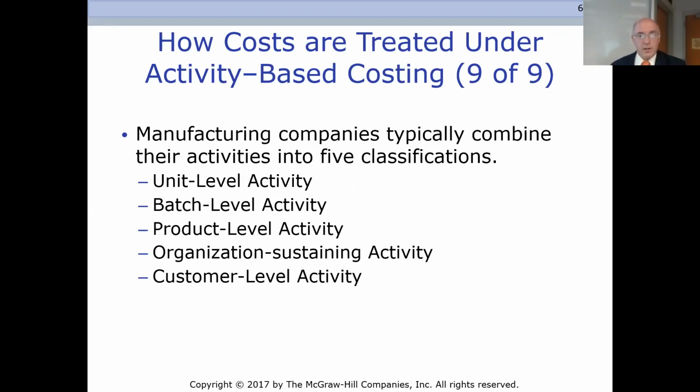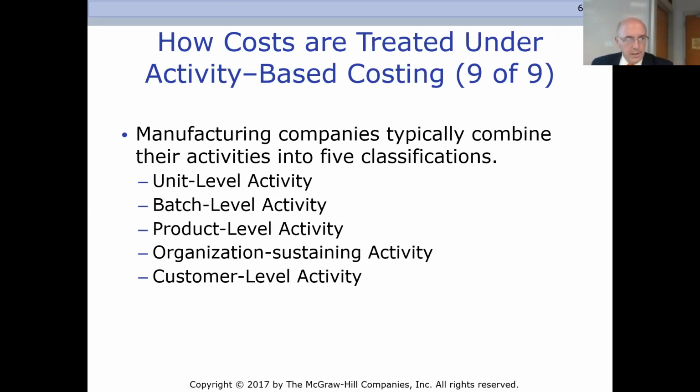Okay. Manufacturing companies typically combine their activities into 5 classifications. Unit level, batch level. You may be familiar with batches. Like if you have a bakery, they throw in a bunch of ingredients and out comes bread or donuts or something. That's batch processing.